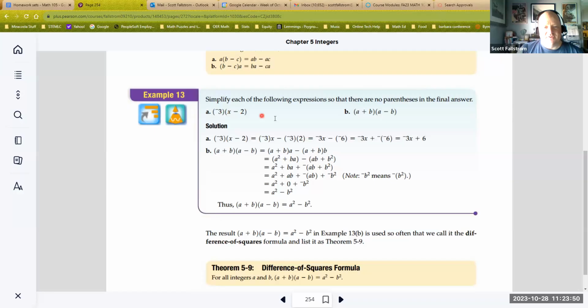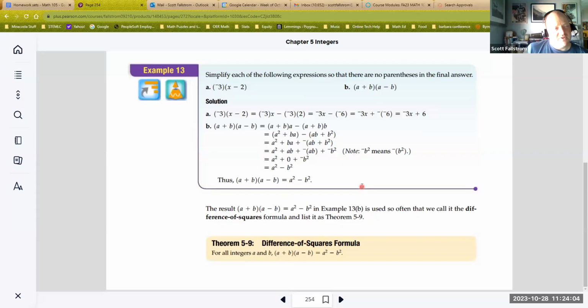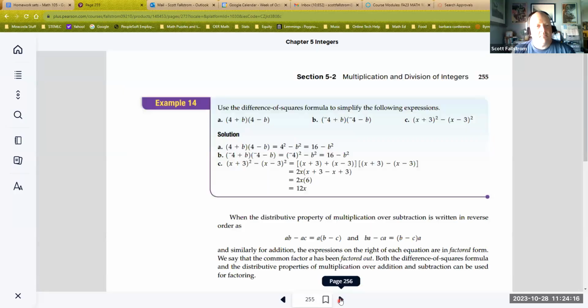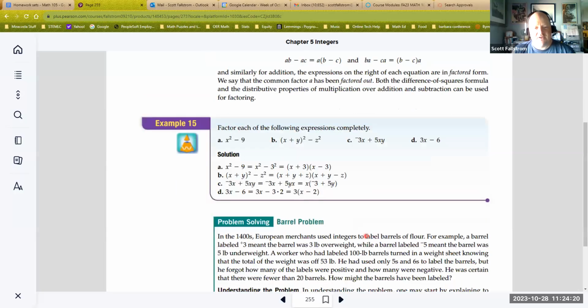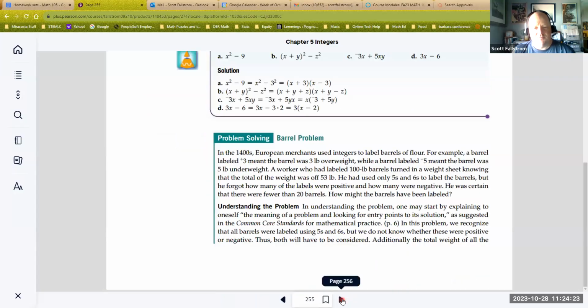Let's see here. So they have simplified this. A little bit of work from your prior algebra classes, perhaps, but this is something I don't think should be that foreign. And we have done something with the difference of squares earlier when we were dealing with some patterns. So again, this is the difference of squares formula, more algebraic. They ask you to do a few practice problems with it and factoring, and then a barrel problem.